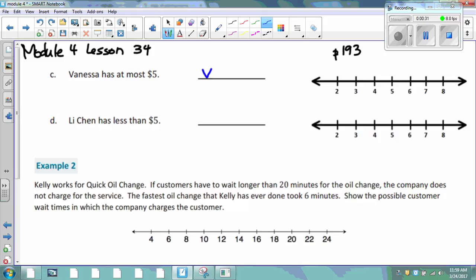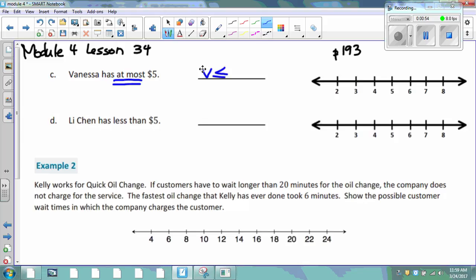Call out. Less than or equal to. Is there anybody that's getting confused why we would use less than or equal to? Thank you so much for raising your hands. So the reason why we're using less than or equal to is because it says at most she has that.